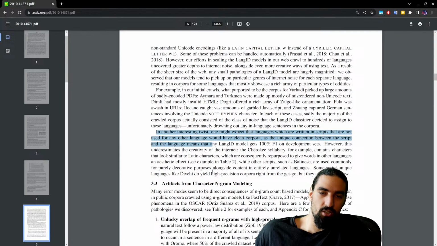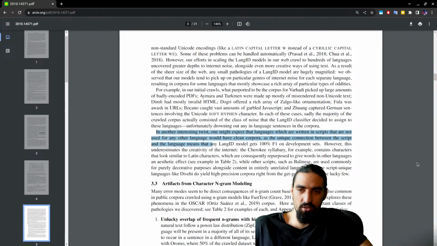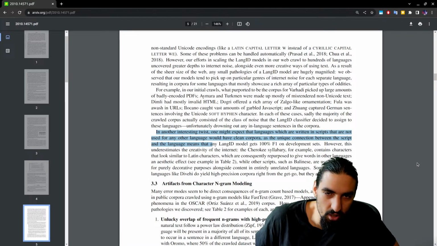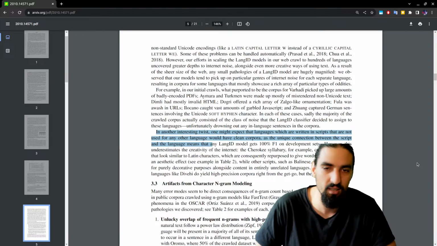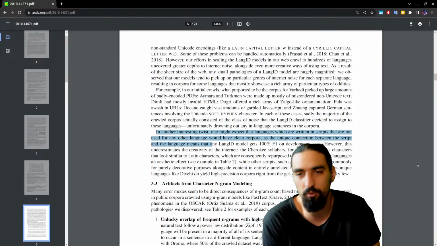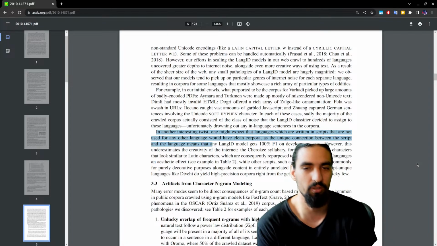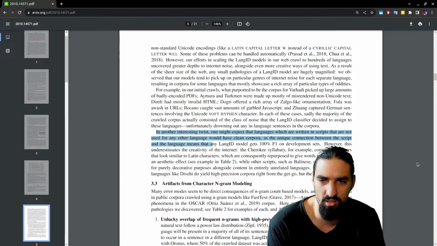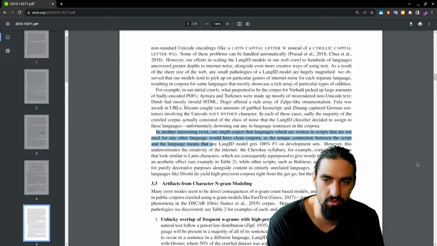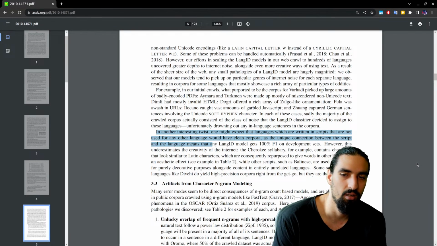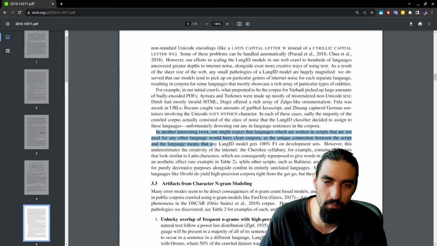In another interesting twist, one might expect that languages which are written in scripts that are not used for any other language would have clean corpora, as the unique connection between the script and the language means that any LangID model gets 100% F1 on development sets. However, this underestimates the creativity of the internet. The Cherokee syllabary, for example, contains characters that look similar to Latin, which are consequently repurposed to give words in other languages an aesthetic effect. See example in Table 2, Cherokee.